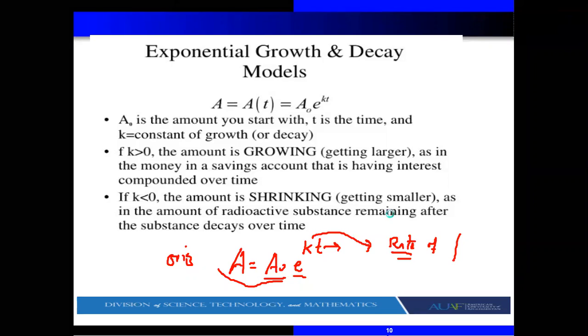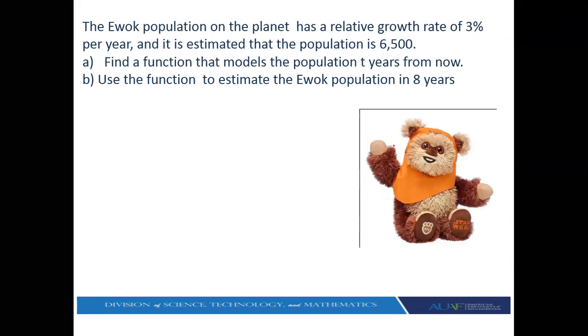How can we use this? Let's try. We have the avic population on the planet. You can see this animal, like a teddy bear, is called avic. The avic population on the planet has a relative growth rate of 3%. This is the key value, the rate percentage, 3%. And it's estimated that the population is 6,500. Find the function that models the population in t years. And second, use the function to estimate the avic population in 8 years.